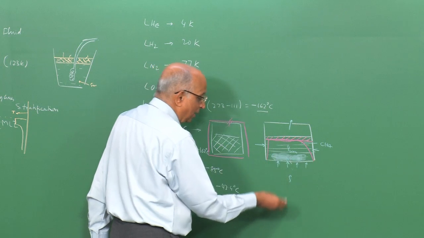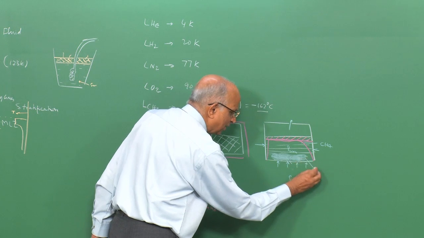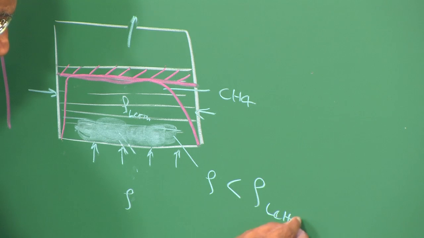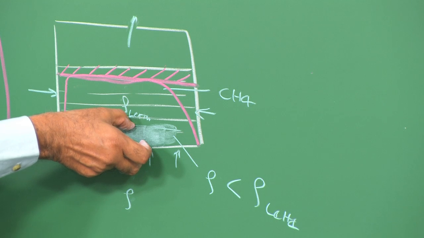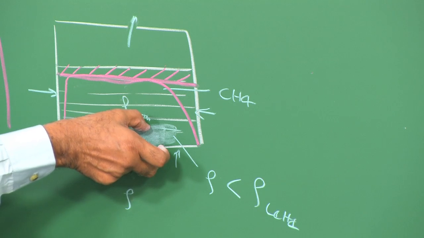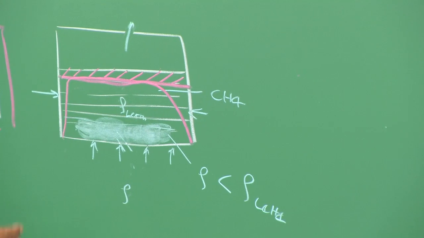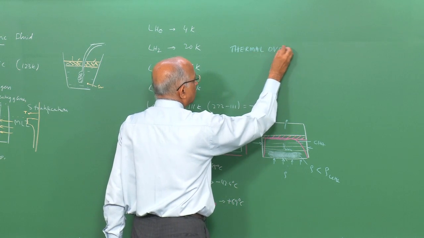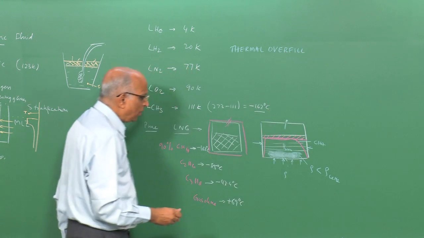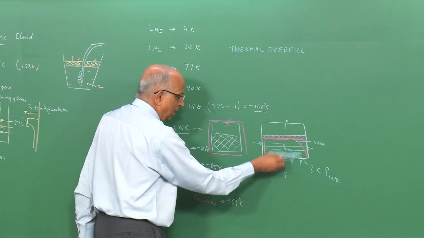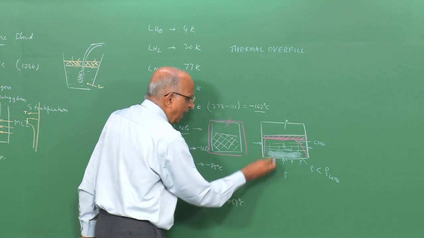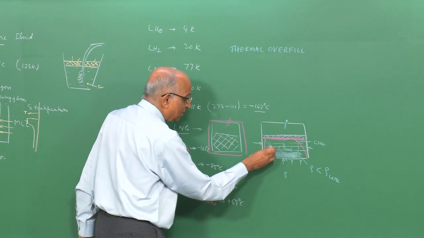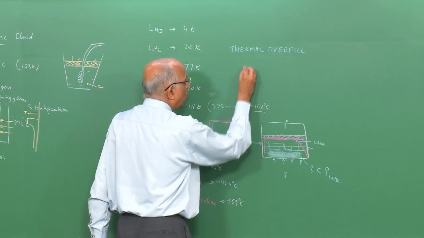It continues to get heated until a particular time when the liquid density of the corresponding heavier constituents becomes less than that of the liquid methane. You then have higher energy or higher temperature over here because it's more than this. This layer of heated heavier constituents is known as thermal overfill. Now, when it gets heated by further heat in-leak, it rises to the top and mixes with the stratified layer, and this is what we call a rollover.